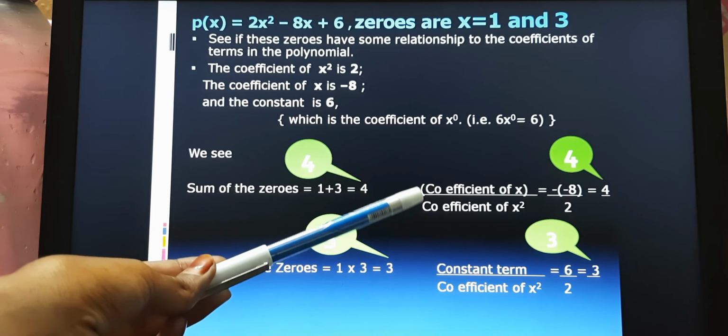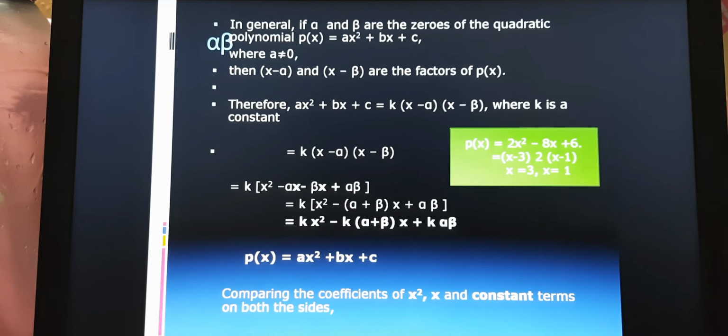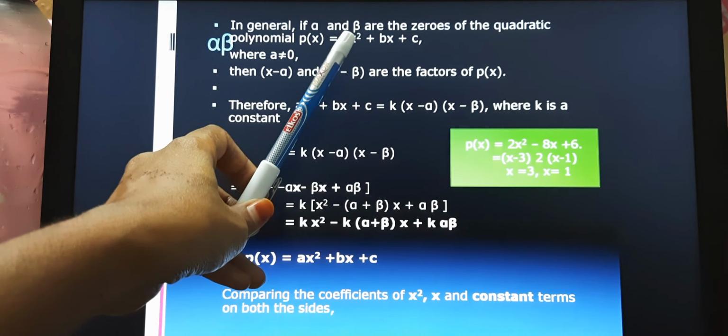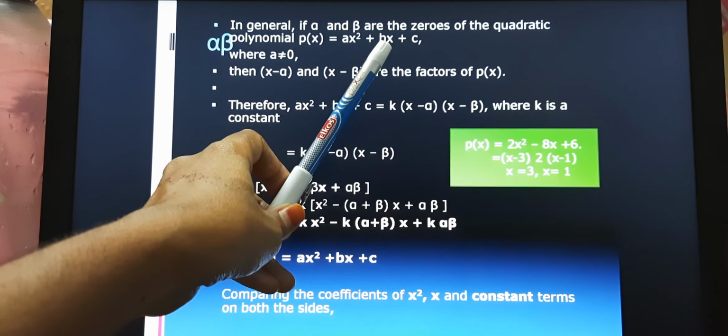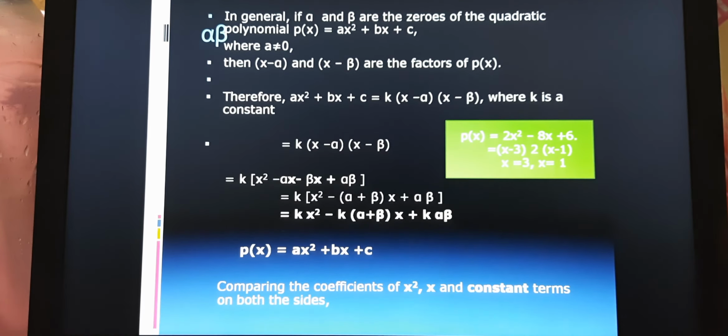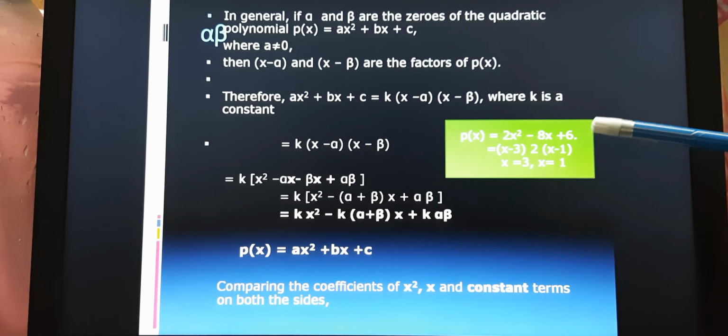But here we are going to generalize that, right? Generalize means we have to take the general form of a quadratic polynomial. We know p of x is equal to ax square plus bx plus c is a quadratic polynomial, right? Okay. See here what we have.